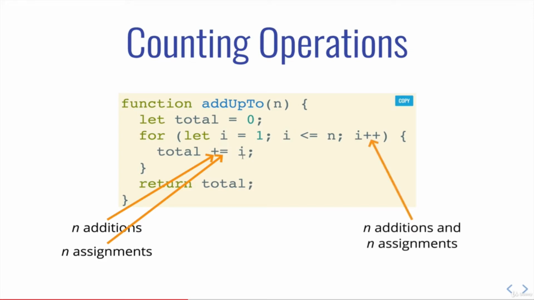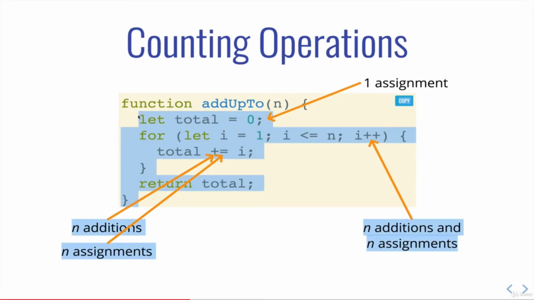So quickly running through these, we've also got this here. Plus plus is shorthand for i plus equals 1. So there's a plus in there, and there's an equals. So 2 simple operations. However, they happen more as n grows. So if n is 10, we've got 10 additions and 10 assignments. If n is a billion, we've got a billion. So they scale with n.